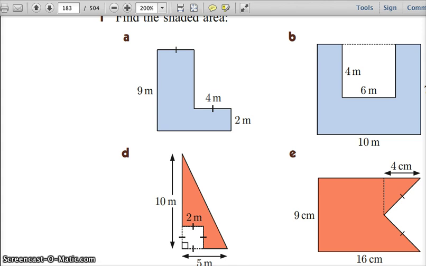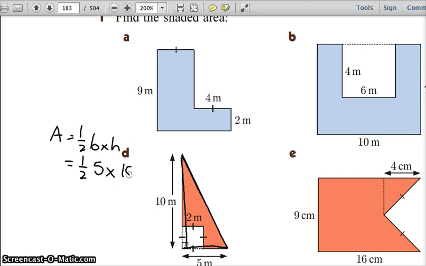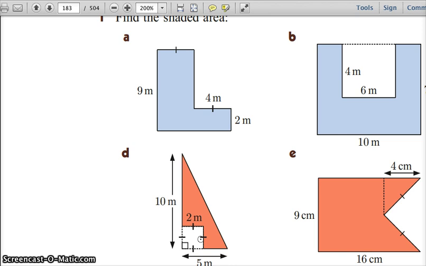Okay, so with this one, what you need to work out is that this entirely is a triangle, and so that formula is that. What's your base measurement? 5. And what's your height? 10. Okay, so you've got that, and you'll get an answer there. That would give you the total area of all of that, but of course, what you don't have is this bit here.